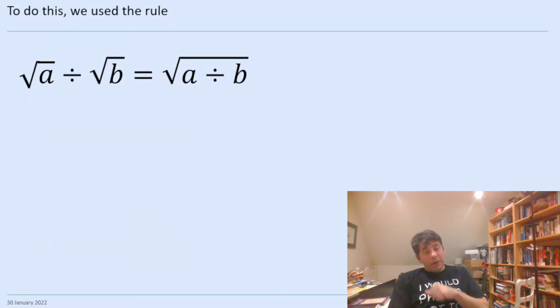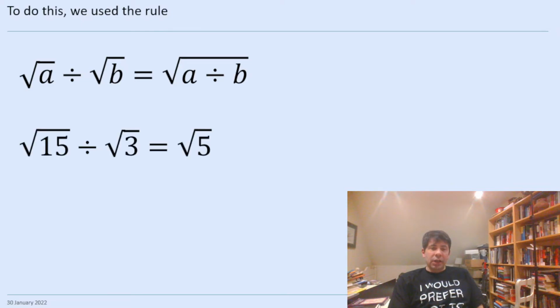And to do this, we use this general rule, which was the square root of a divided by the square root of b equals the square root of a divided by b. Here come some quick examples just to illustrate that. So square root of 15 divided by the square root of 3 equals the square root of 5. And the square root of 42 divided by the square root of 7 equals the square root of 6.